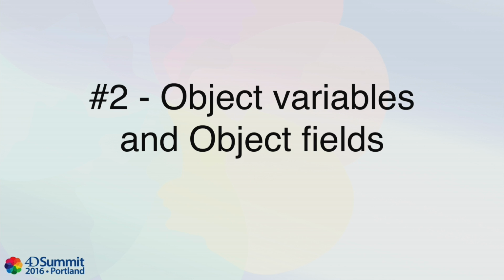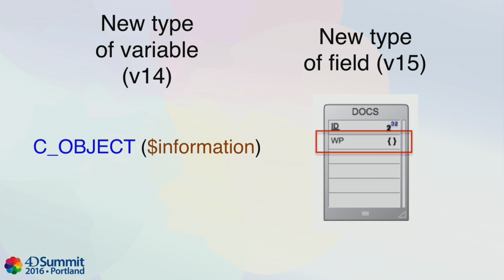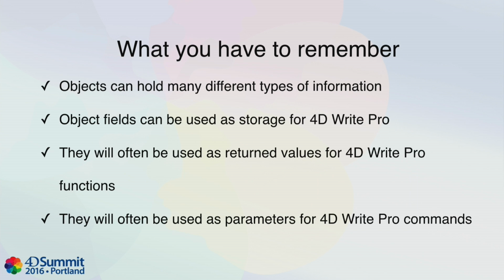So now we'll have a quick view on object variables and object fields. Object variables have been introduced in V14, and object fields have been introduced in V15. I don't know if you have already used objects, but if you haven't, don't worry. There are only a couple of things you have to know about objects. Objects can hold many kinds of information, and just as a reminder, 4D Write Pro documents are object type. So it's a good thing because you will be able to save them directly in the object fields of 4D.